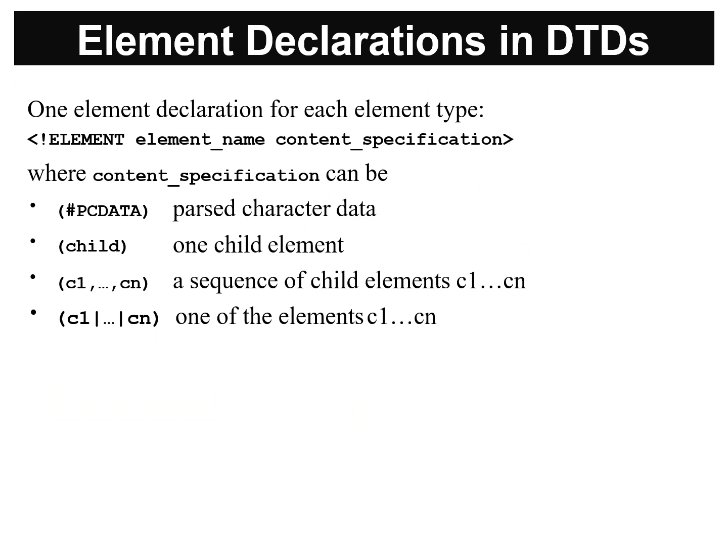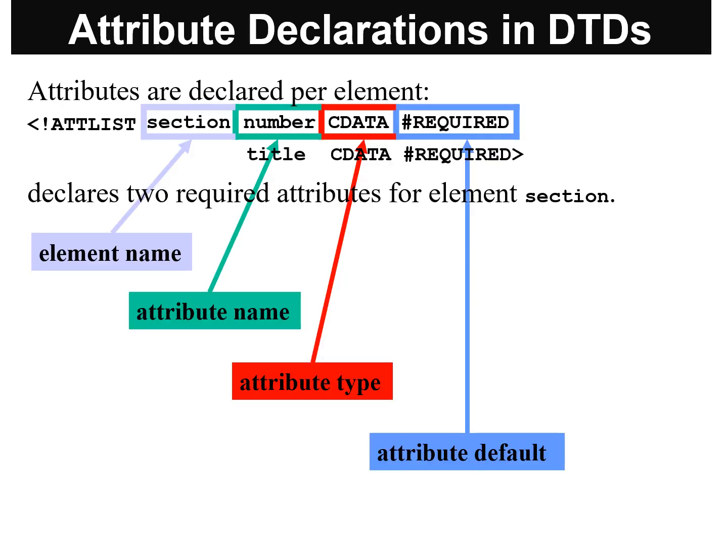Here we have element declarations in the document type definition. There is one element declaration for each element type, where the content specification can be parsed character data, one child element, a sequence of child elements, or one of the elements. Attribute declarations in the document type definition: attributes are declared per element. As you can see here, a section is an element name, number is the attribute name, data is the attribute type, and required is the attribute default.